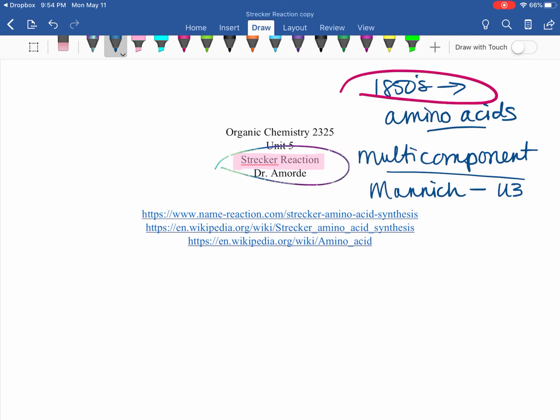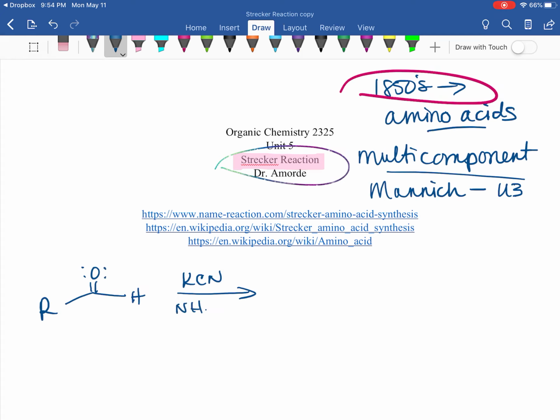So let me show you what the Strecker reaction is. It is phenomenal. I love it. All right, so our Strecker reaction is actually going to be really similar to our Mannich reaction. So it's great that we're going to do this second. So we are going to start with an aldehyde. That looks familiar, right? All right, let's start with an aldehyde.